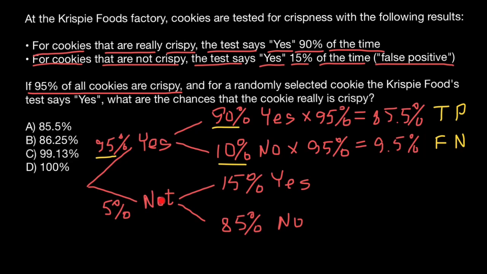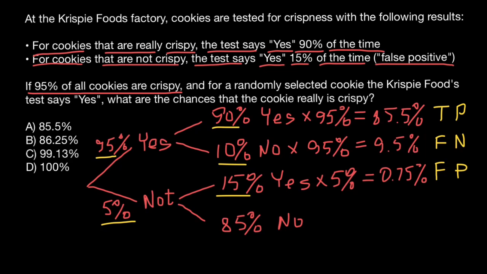Now let's check the two other categories that are not crispy, but due to test inaccuracy, 15% of this category would be false positive. Again, in order to find the frequency, we just have to multiply these numbers. So we have to multiply 15% by 5%. And the frequency of this category is 0.75%. So this is going to be false positive.